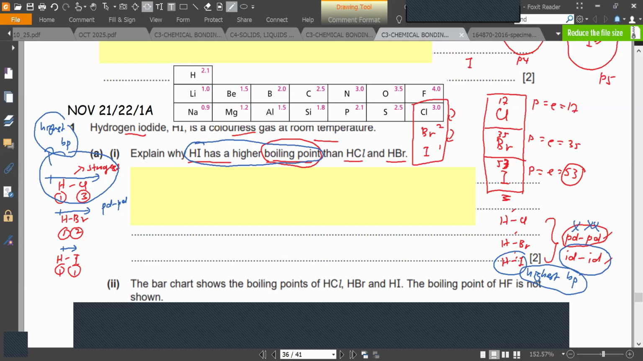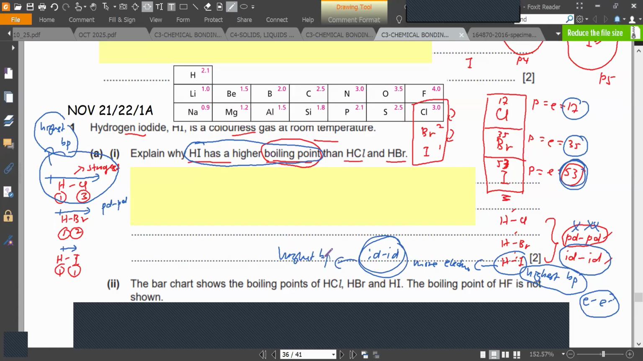ID, it depends on what? ID depends on how many electrons. Which one is having more electrons? Iodine. So iodine is 53 electrons, Br is 35, chlorine is 17. So iodine is having more electrons. So when it has more electrons, the ID is stronger. So when the ID is stronger, it has a higher boiling point. So that's how we explain it.